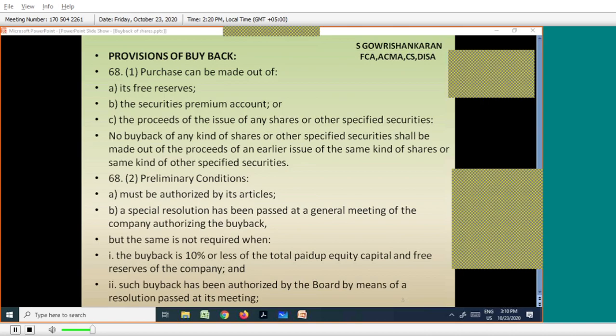25% from Praveena. What about others? Maximum limit for buyback: it is 25% only. So in one shot I cannot buy back more than 25%.